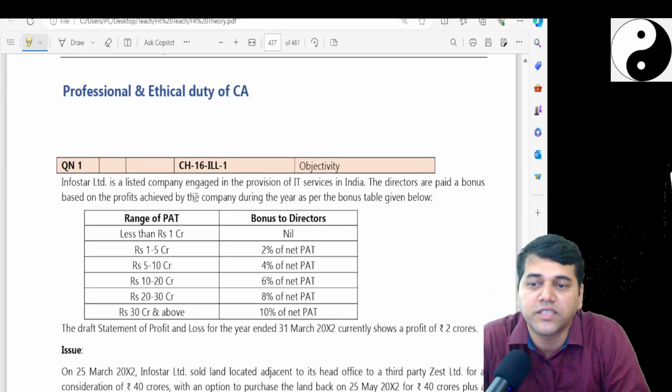Infostar is a listed company engaged in the provision of IT services in India.